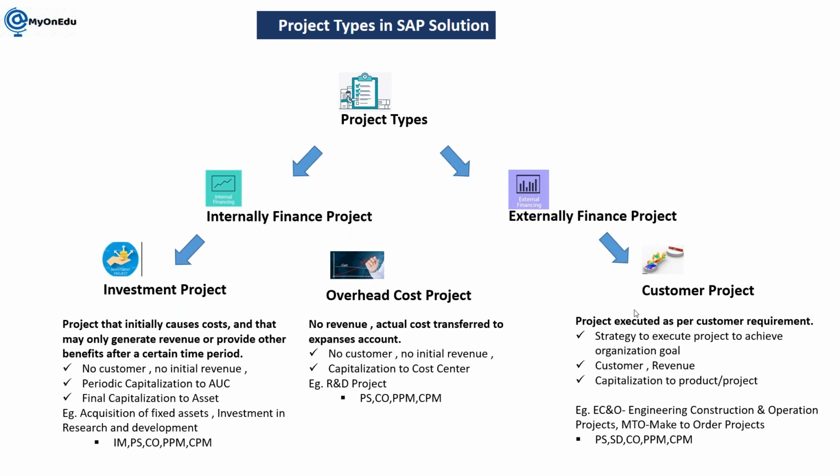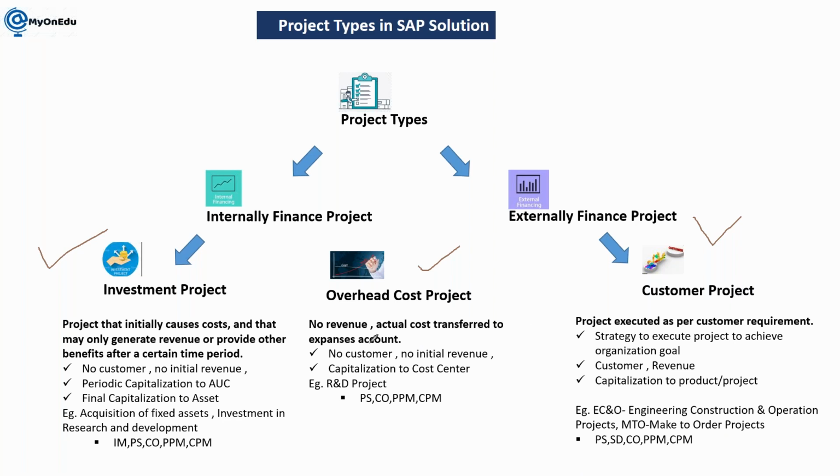In this batch we'll start by taking a scenario from investment project. Then we'll understand the complete business process of customer project, and then finally we will understand overhead cost project. Most things are common between all types of project, but in some of the stages it will be different. For example, when you are initiating an investment project, it will be different than a customer project.